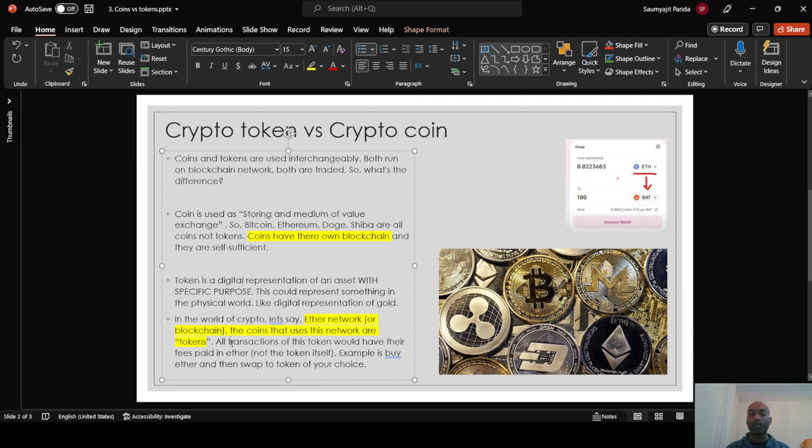All transactions of this token would have their fees paid in Ether, not the token itself. So it means the royalty goes to the coin's blockchain. Example is, buy Ether and then swap to token of your choice. Means you can buy the token by swapping it after buying Ethereum or any parent coin of that blockchain.